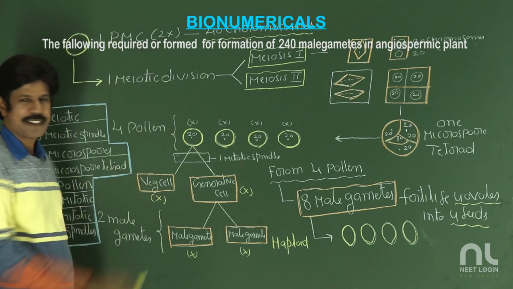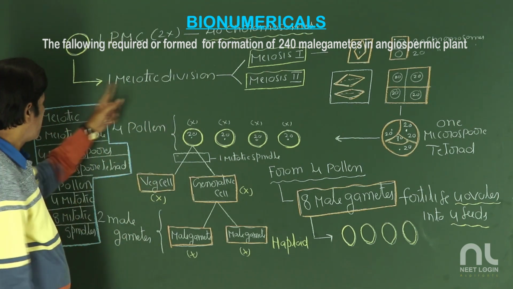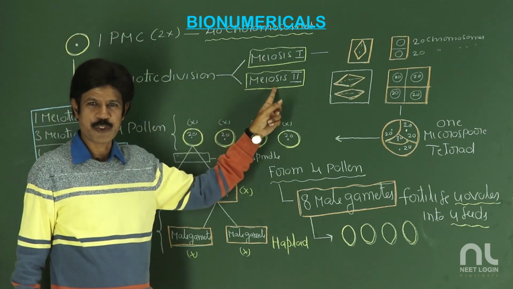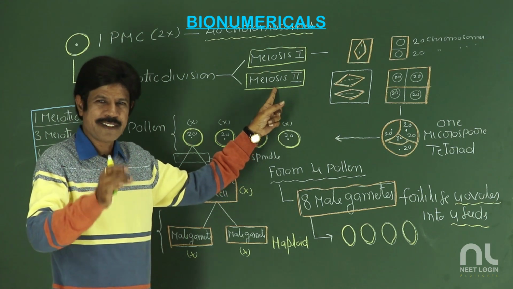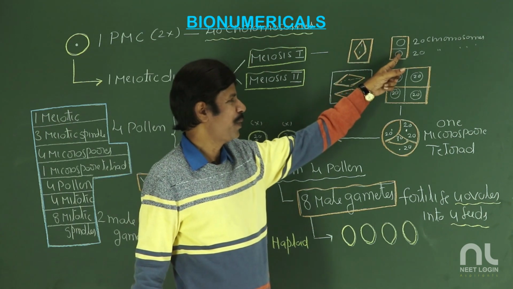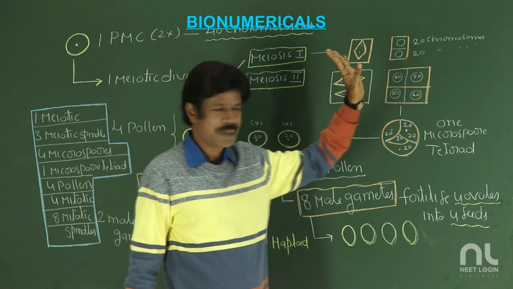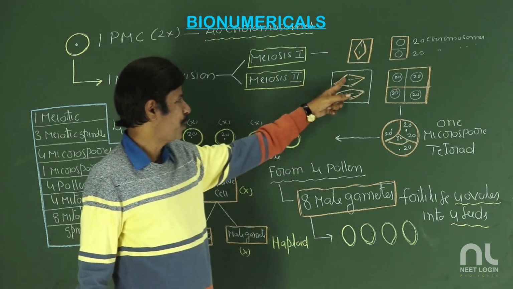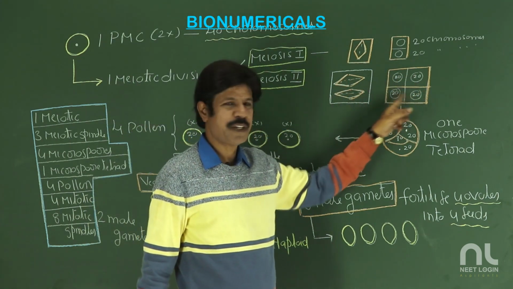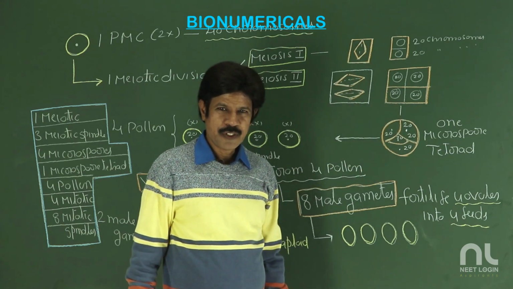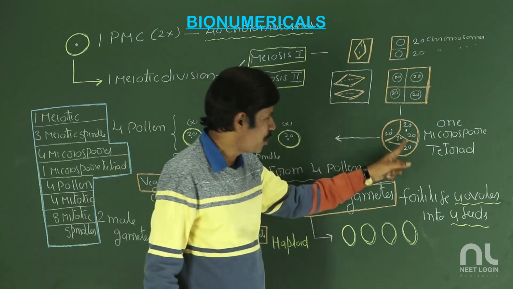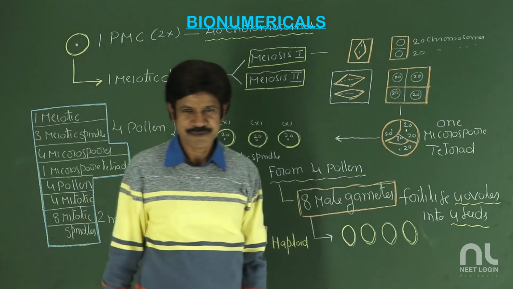This pollen mother cell is diploid, and undergoes meiotic division. In meiosis, meiosis 1, meiosis 2. Meiosis 1 is purely a reductional division. Chromosome number is reduced to half, that is 20, 20. 2 cells are formed. And in case of meiosis 2, 2 spindles are formed. 4 cells are formed, each with the haploid number of chromosomes. So, 4 cells, each with 20 chromosomes. And this constitutes 1 microspore tetrad.